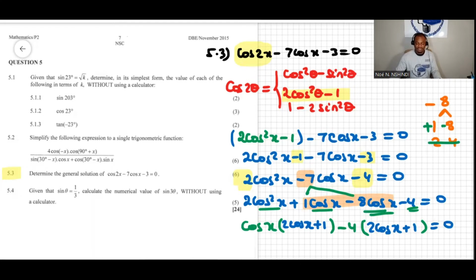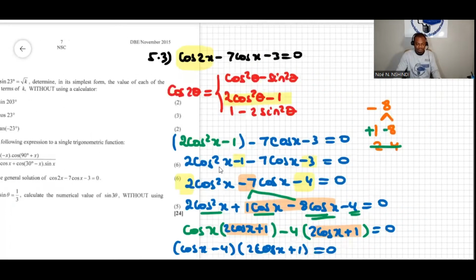Now we notice that we have 2 cos x plus 1, 2 cos x plus 1 there. It has to be the same. If it's not the same, meaning either we selected the wrong factors of 8 over here, or we didn't factorize correctly over here. Now we can put cos x minus 4, open bracket, and then 2 cos x plus 1 equal to 0. Okay, I'll remove my notebook over here.